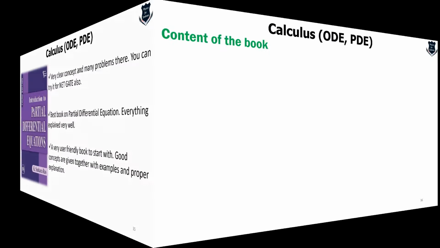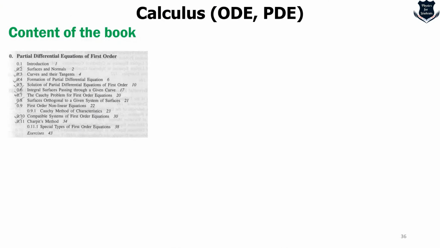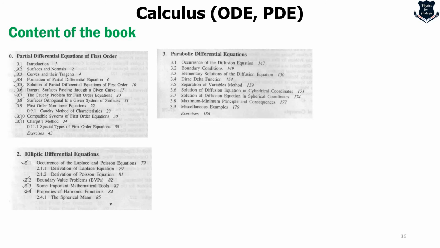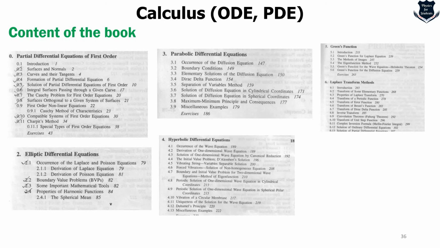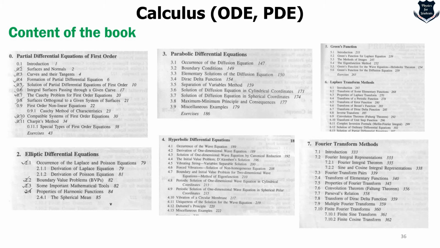What are the basic contents covered in this book? Here is an understanding of partial differential equations of first order. Then the elliptic, as I told you, elliptic differential equation is very important. Parabolic differential equations, hyperbolic, and it covers Green's function, Laplace transform method, and Fourier transform method. So overall, whatever the major parts of PDEs that are required are covered over here.